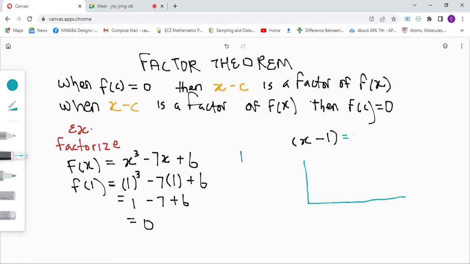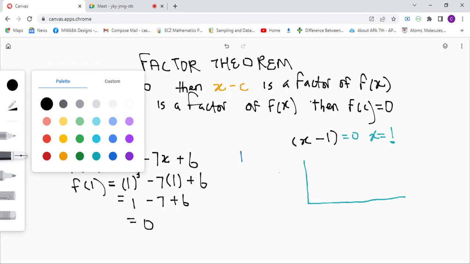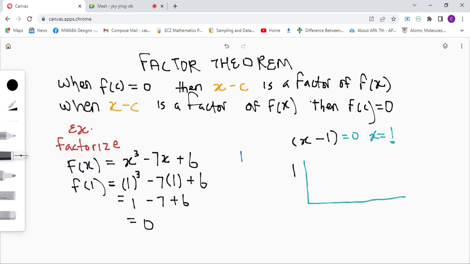So you say x minus 1 equals 0. When you take this negative 1 to the other side, x equals 1. That's how we put the 1 here and we got the 0. So this 1, we're going to put it outside. Then we're going to list the coefficients of this polynomial. Remember, the coefficient is the number before the variable. The variable is the letter.